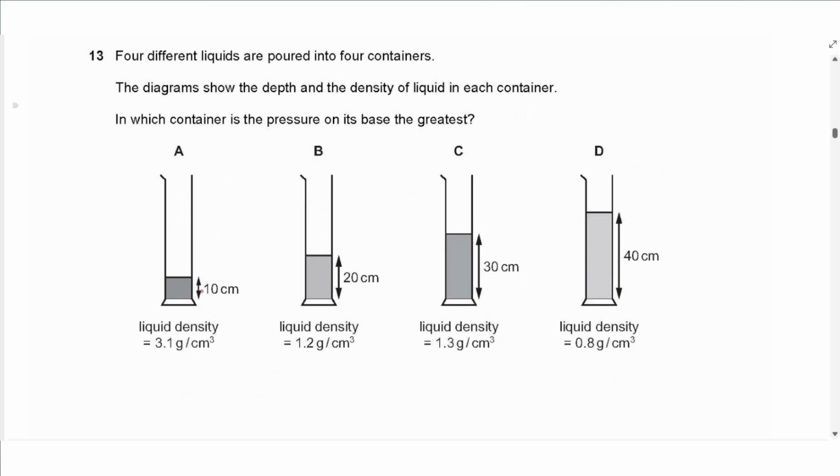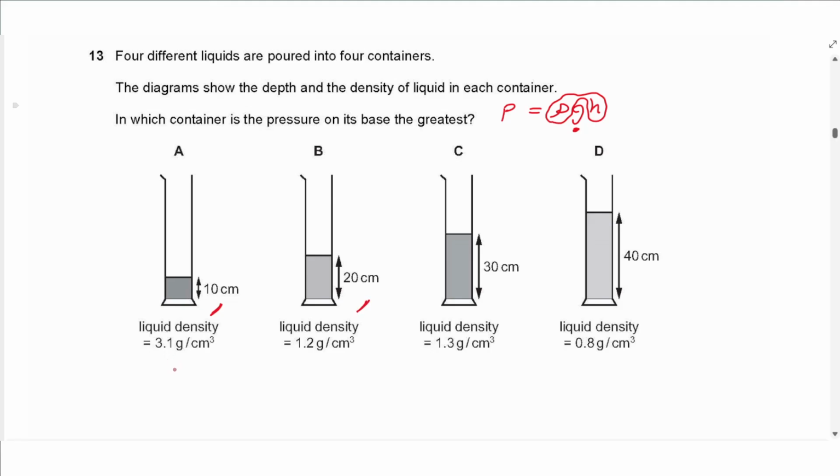Question 13 says 4 different liquids are poured into 4 containers. The diagrams show the depth and the density of liquid in each container. In which container is the pressure on its base the greatest? So pressure is equal to rho g h, and the same g is applied to all of them. So we are looking for the multiplication of the density and depth to get the greatest number, to get the greatest pressure. So we can multiply these numbers together.